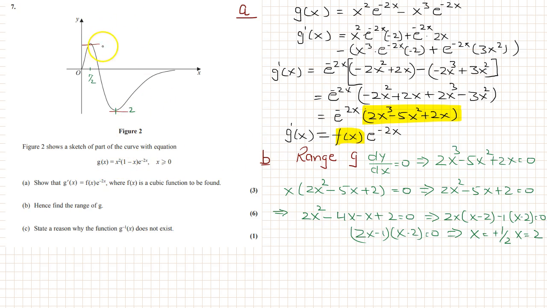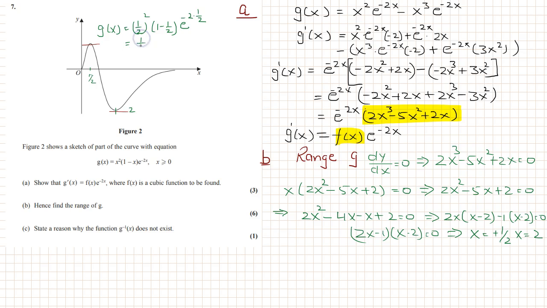Put these values here. So if x is equal to half, so g(x) will be half squared times (1 minus half) e to the power minus 2 into half.